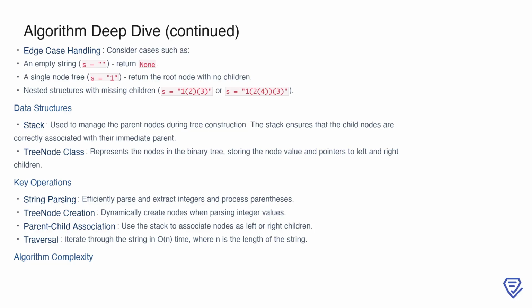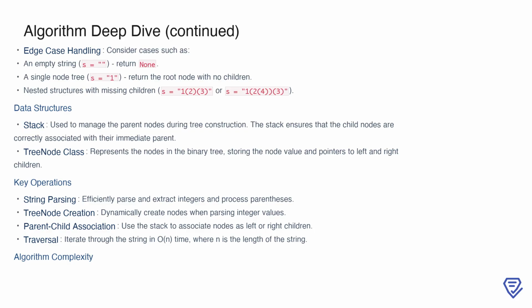Regarding data structures, the stack is indispensable for managing parent nodes during the tree's construction. It allows us to correctly associate child nodes with their immediate parents. The treenode class is another critical component, as it represents the nodes of our binary tree, storing the value and pointers to the left and right children. Key operations include string parsing, where we efficiently extract integers and process parentheses, treenode creation, as we dynamically construct nodes, and parent-child association, where the stack helps us link nodes correctly.